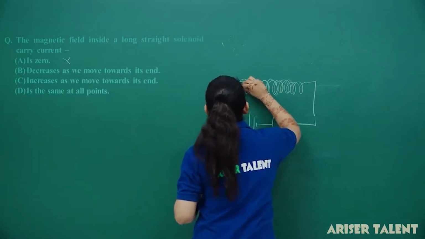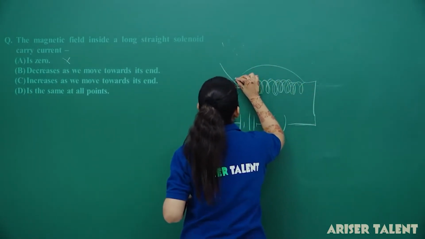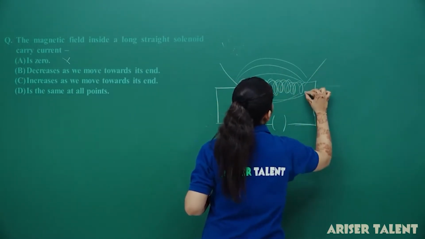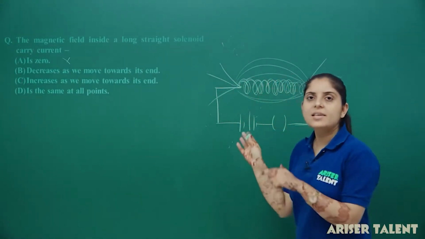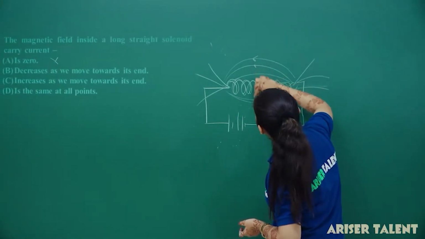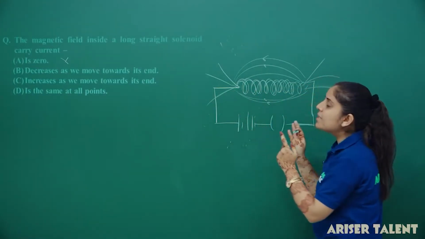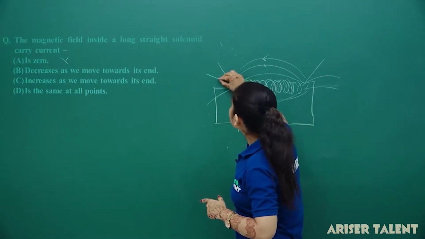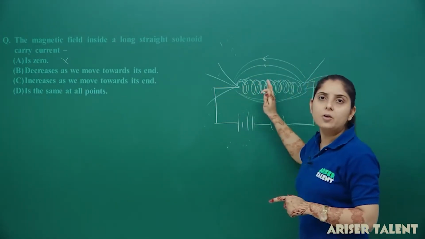But if I draw the magnetic field lines due to this solenoid, we get lines like this, just like a bar magnet. We can see the strength of the magnetic field as we go near the poles, that is, towards the end of the solenoid: these lines decrease. So its maximum strength will be in the center part of the solenoid only.